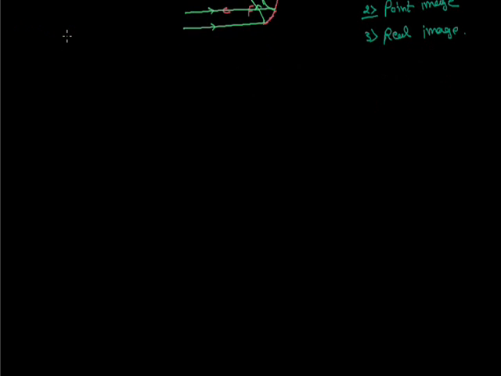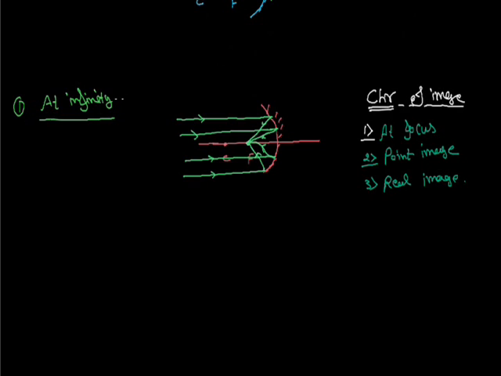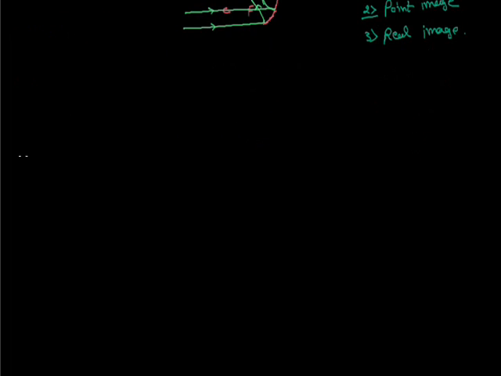Now the second position, when the object is placed behind C, that is, when we place the object just behind C, what kind of image will be formed? Now let us suppose this is a concave mirror, this is the reflecting surface, and this is the principal axis.